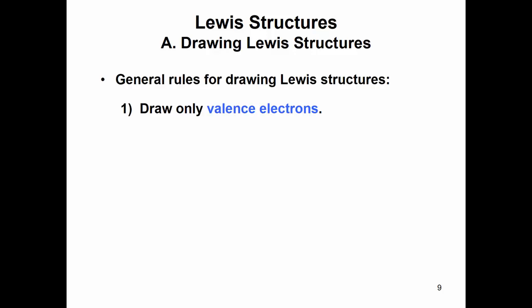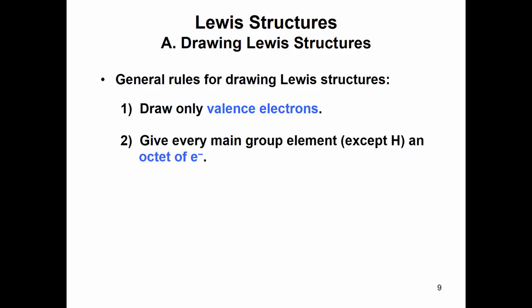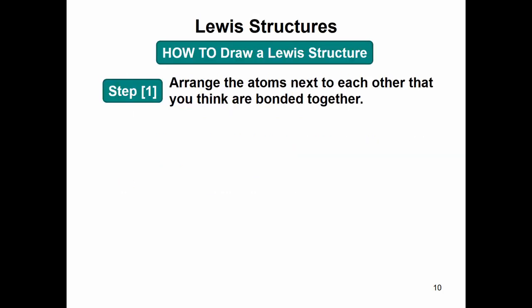So one of our first general rules is to draw only valence electrons for molecules. Every main group element, those are the only ones we're going to be looking at, except for hydrogen, wants an octet of electrons, which means they want to have 8 electrons around them. And hydrogen always wants to have 2 electrons.